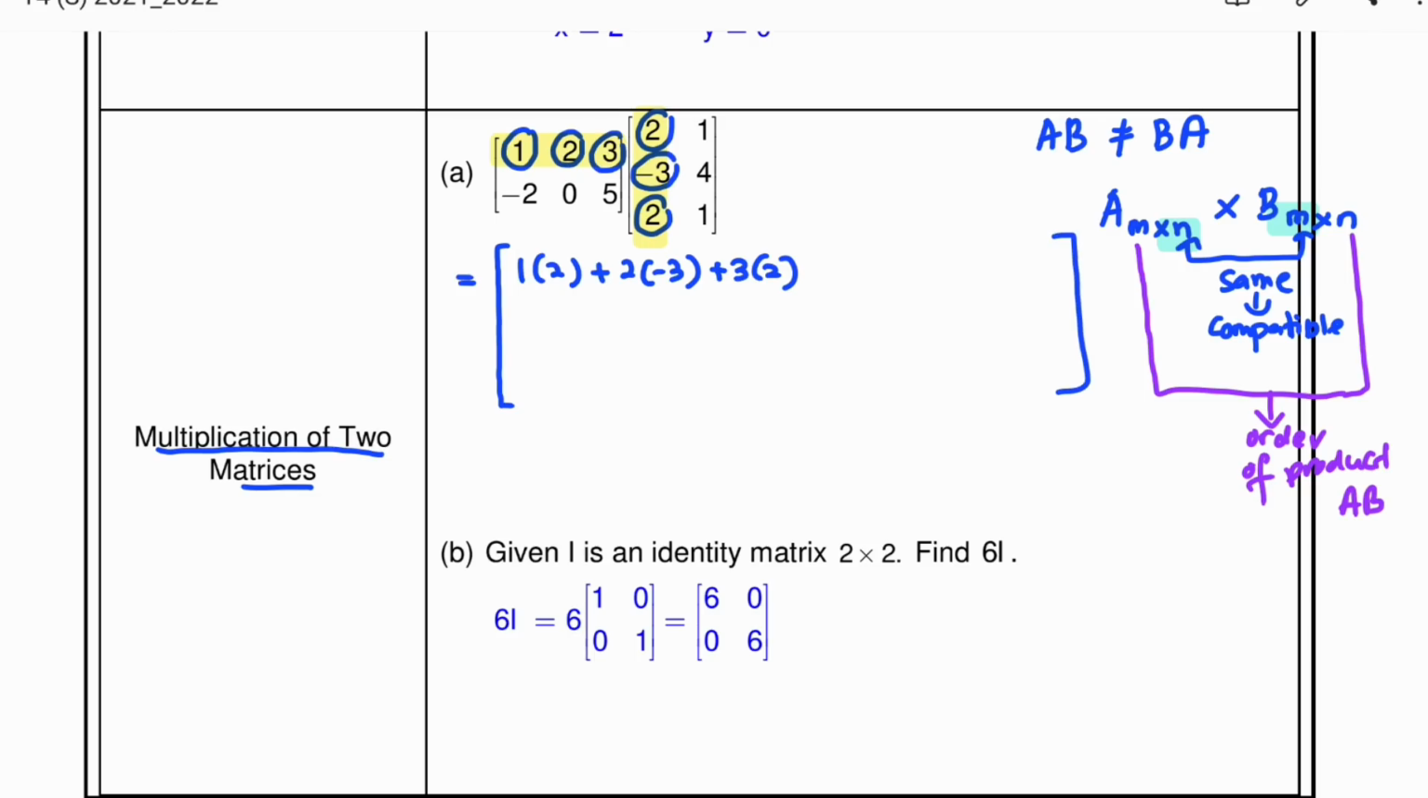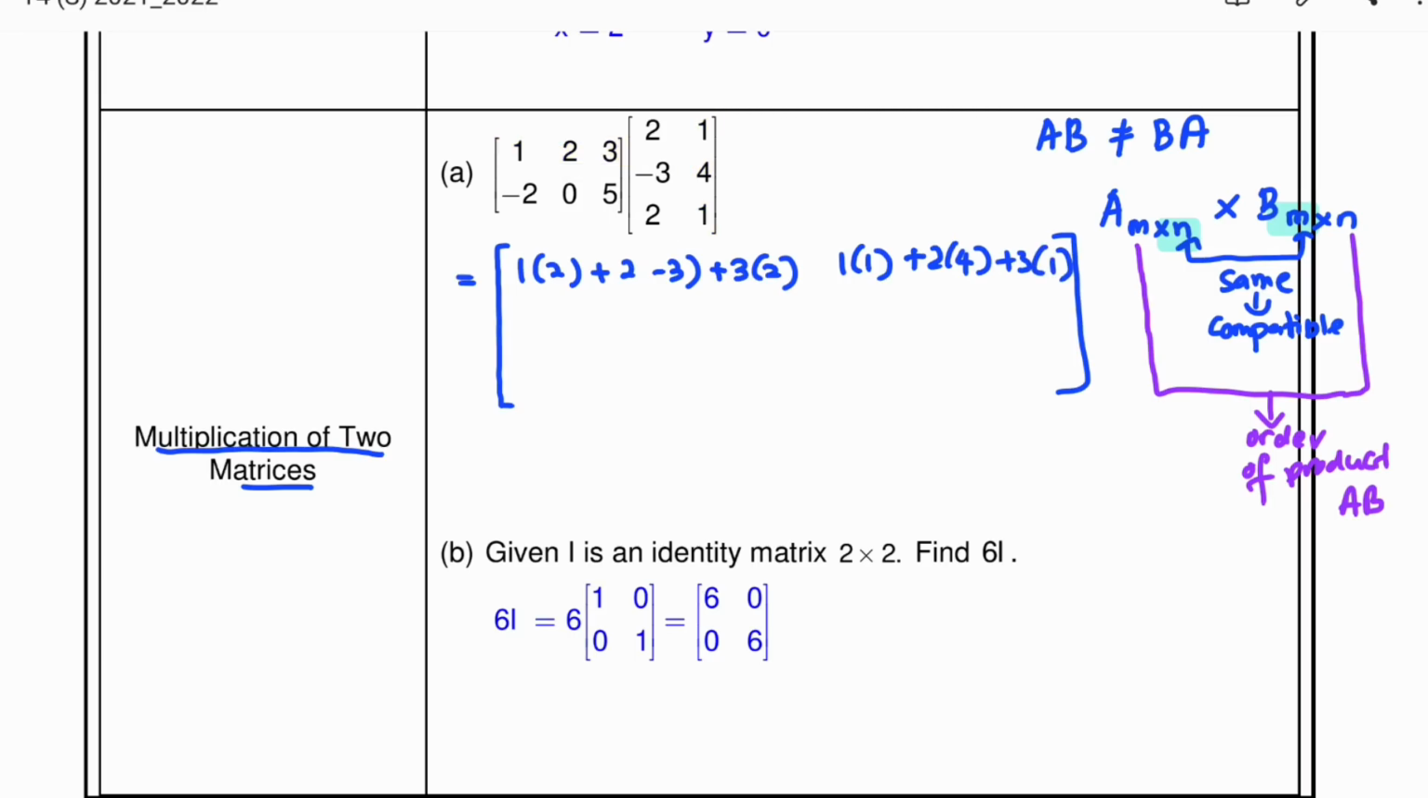Now proceed to the next entry. Maintain the first row of the first matrix, but change to the second column. Just repeat the same process. So 1 multiplied with 1, plus 2 multiplied with 4, and lastly 3 multiplied with 1.